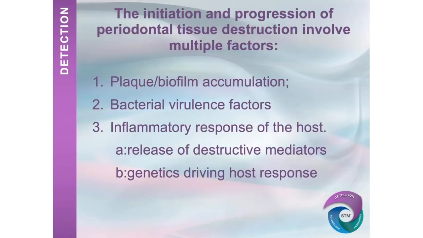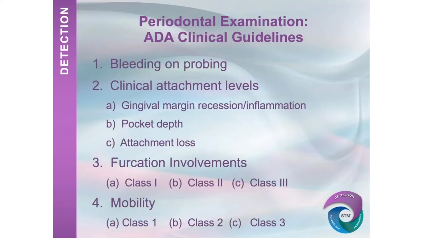So the initiation and progression of perio involves multiple factors. We know plaque or biofilm, right? Bacterial virulence factors. And of course, one of the most important parts, which is the inflammatory response of the host, which now we're finding out that it's mainly genetically driven based on the host response.